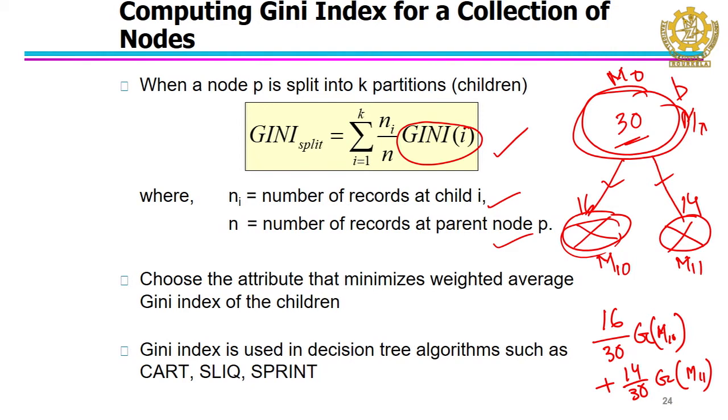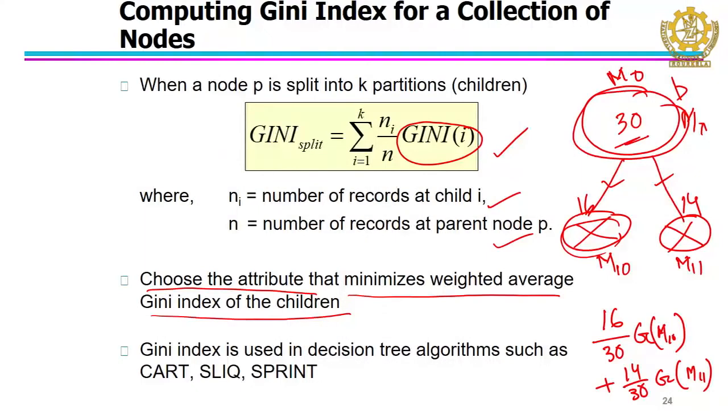So, here is the final conclusion. Choose the attribute that minimizes the weighted average Gini index of the children. Wherever you get the minimum value, you take that one. You take that particular attribute, whether attribute A or attribute B, after combining the Gini values. And this Gini index is used in decision tree algorithms such as CART and SPRINT and so on.